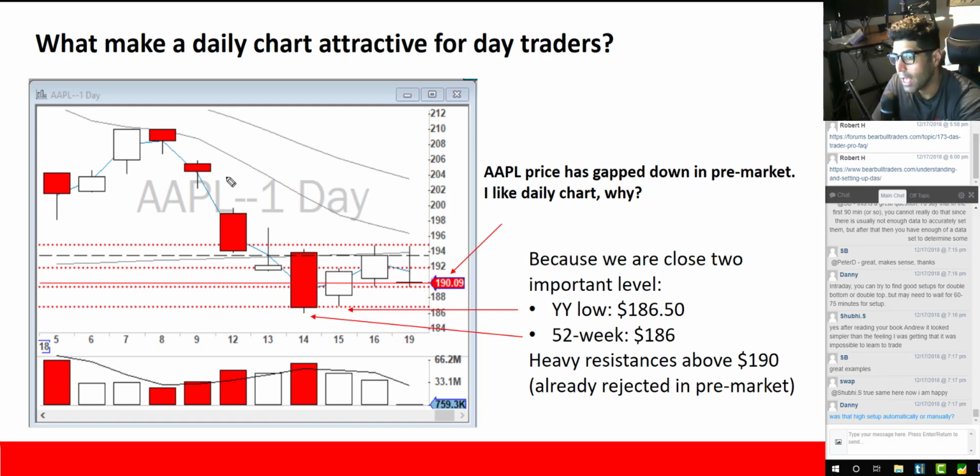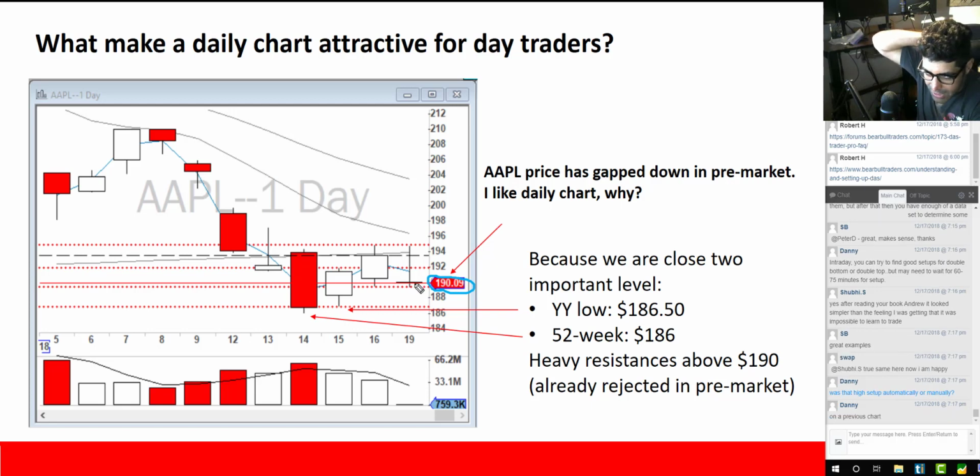The stock has sold off. I think this is November or December, I'm not exactly sure, 2018. It comes down and then bounces back. And now in the pre-market, we are trading at 190. I think this is November 2018. So the stock is being traded at 190. I really like the daily chart. Why? Because we are really close to some very important levels. So what are those levels?